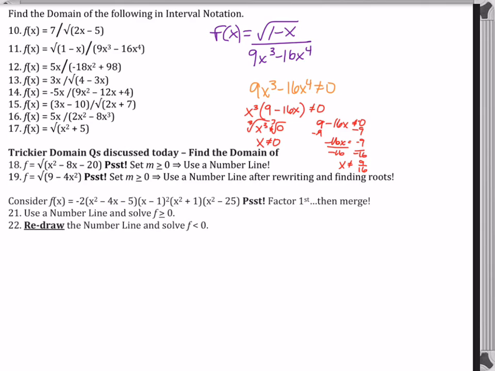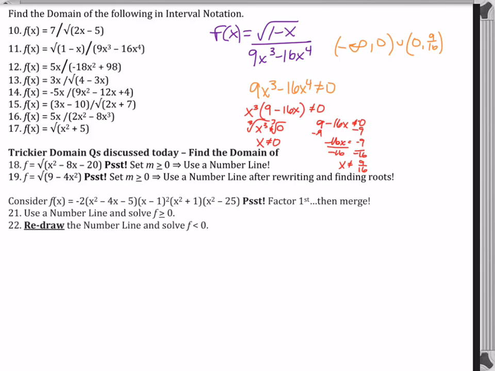So that would mean it starts at negative infinity, which of course I can't include, non-inclusive, up to 0. And again, I can't include 0 because if I plugged in 0, I would have an issue. Okay. Then it picks up back at 0, and it can go to 9 over 16.